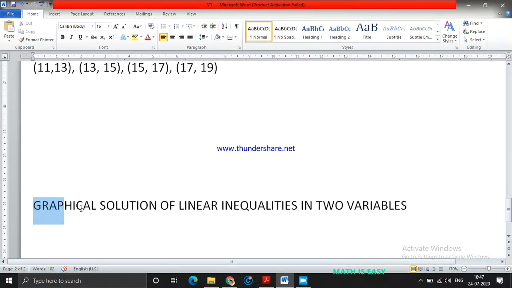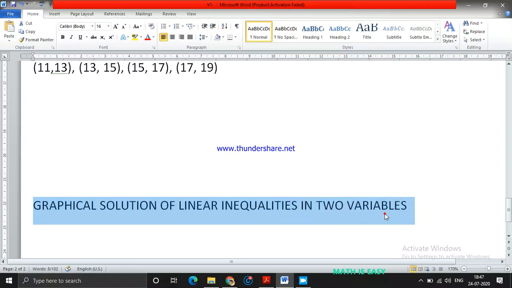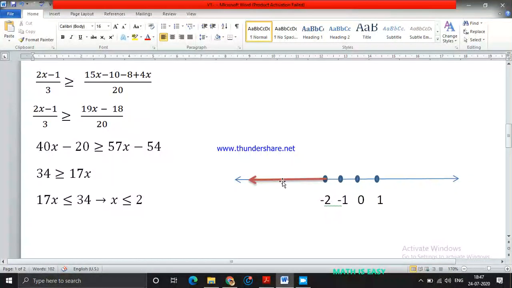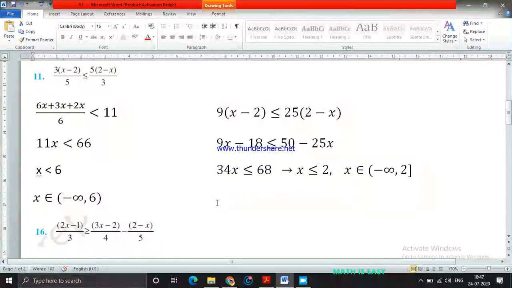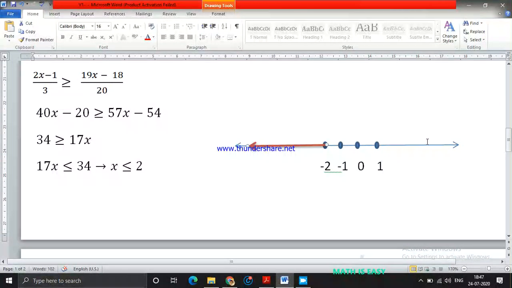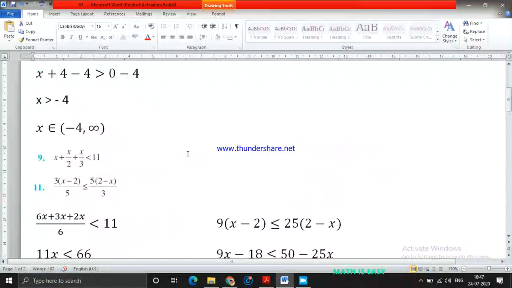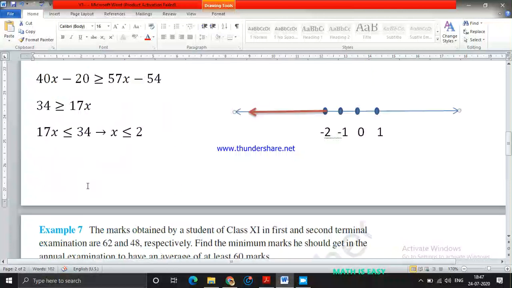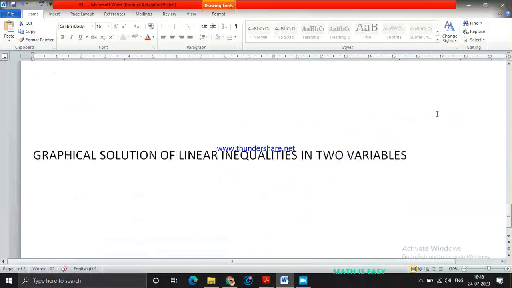Next topic which we have is graphical solution of linear inequalities in two variables. Till now we studied one variable, and we gave one example of how to represent it on the graph. The rest of the examples will come in the same way. Like x is from minus infinity to 6, so we will start from 6 and go in this direction towards minus infinity. For example, if they say x is greater than or equal to 70, then I'll start from 70 and go towards infinity if they don't have any restriction on the maximum.